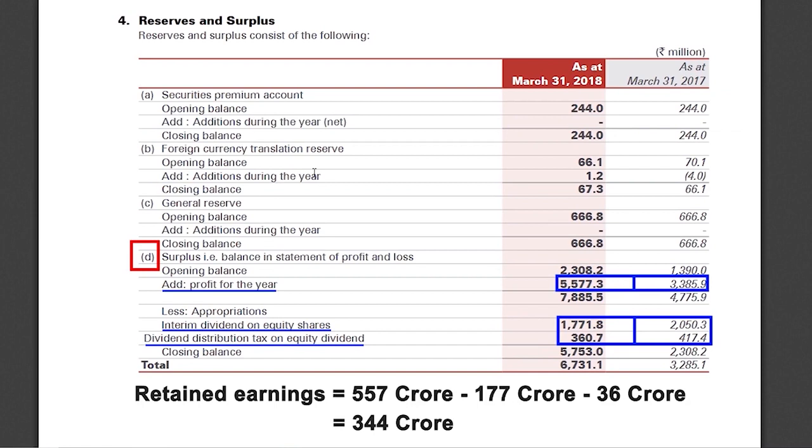As we saw, in the financial year 2018, the company made profit of 557 crores. Out of this, the company paid interim dividend of 177 crores and dividend distribution tax of 36 crores. On subtracting 177 crores and 36 crores out of 557 crores, we get 344 crores, and this is the retained earnings of the company. In this way, you will have to look at the retained earnings for the last 5 to 7 years and then check the growth rate in the amount of retained earnings.